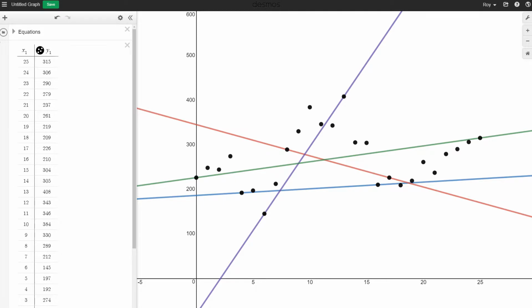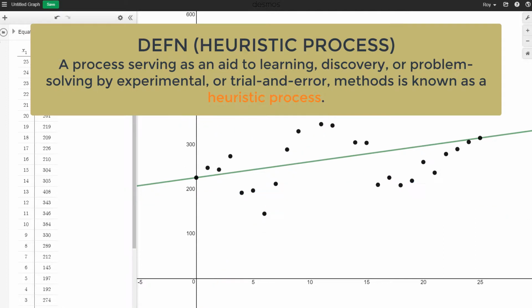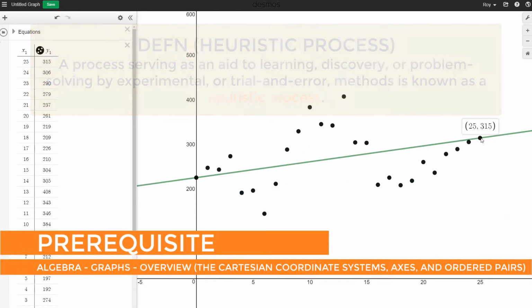What I've done here is shown a few possible choices. As you can see, there are some pretty decent choices for linear models matching the data set, and there are some pretty terrible choices. The process of selecting two good points for your linear model is completely heuristic. Let's use the green line as our model. It involves the data points at x equals 0 and x equals 25.